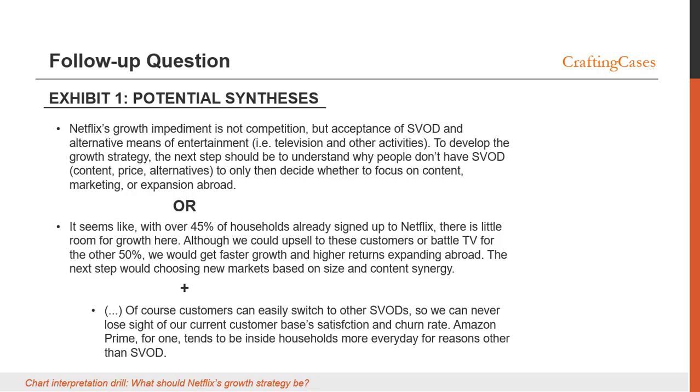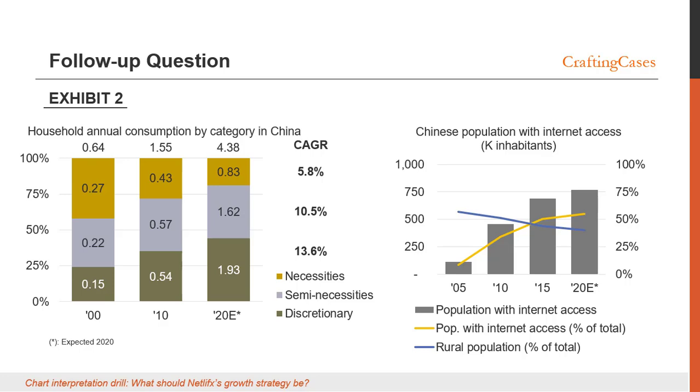One of them here is we could expand abroad, and the other one is there is a 50% gap from people that are not early adopters, are not common adopters for SVOD. We can fight there, but it may be harder than fighting for the previous 50%. Okay? And now the interviewer would say, well, this is all very interesting, but I want you to take a look at this exhibit number 2 and tell me what you think. Now, take your time to look at it. It's a lot of data.